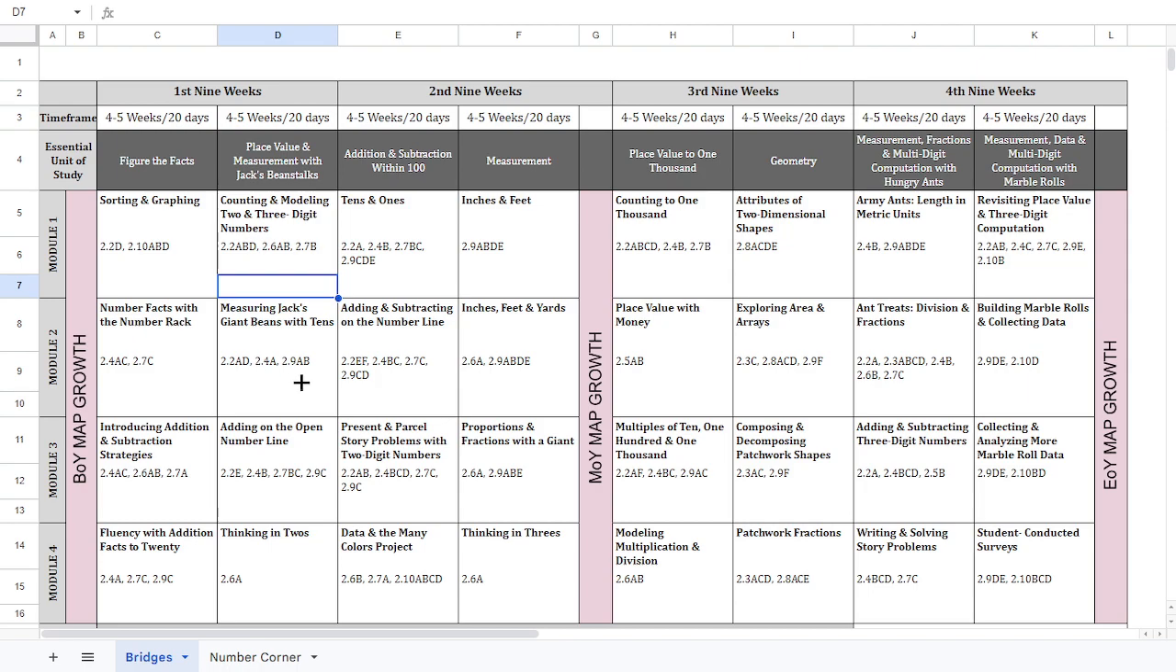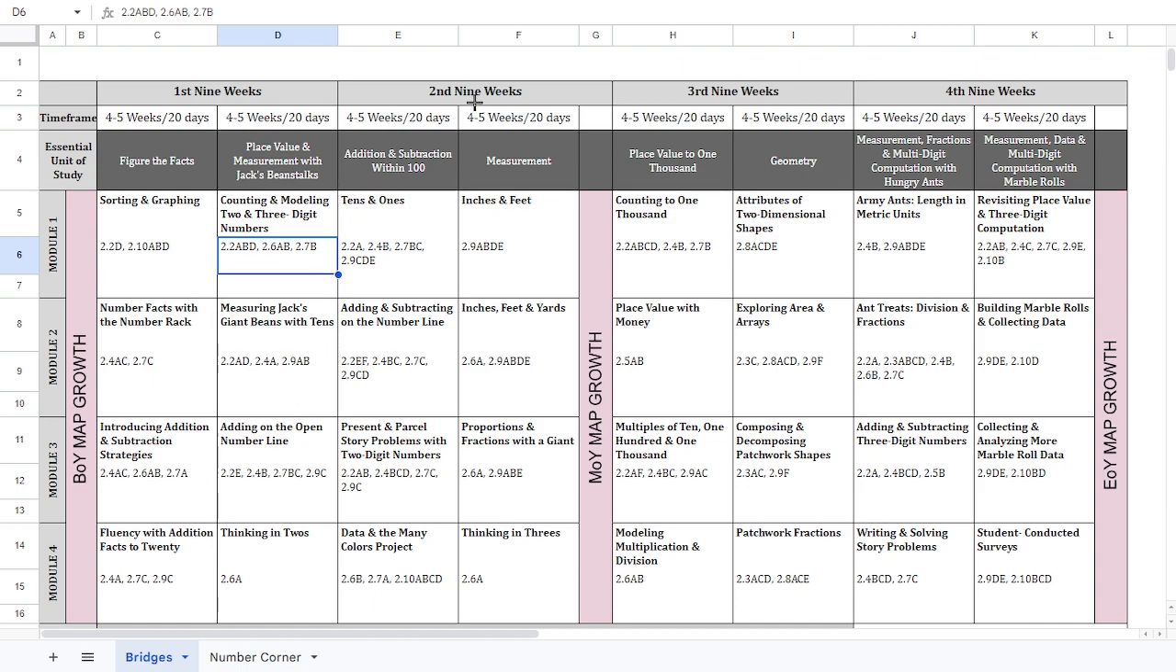Next, after that, we're going to be adding on the open number line. It's not the number rack, but the number line. And then we're going to be adding and subtracting in twos, like we did in the introduction with addition and subtraction strategies. After all this is done, there's going to be a small quiz that's going to assess their knowledge.